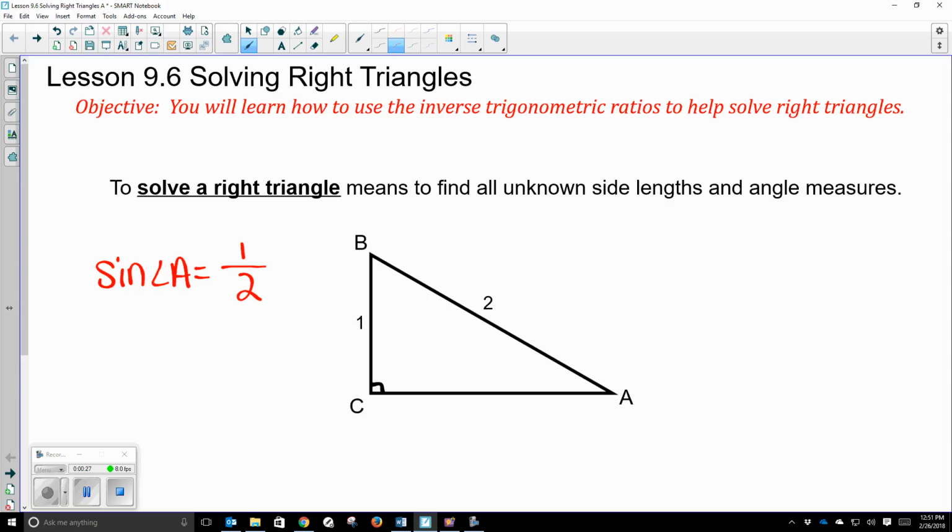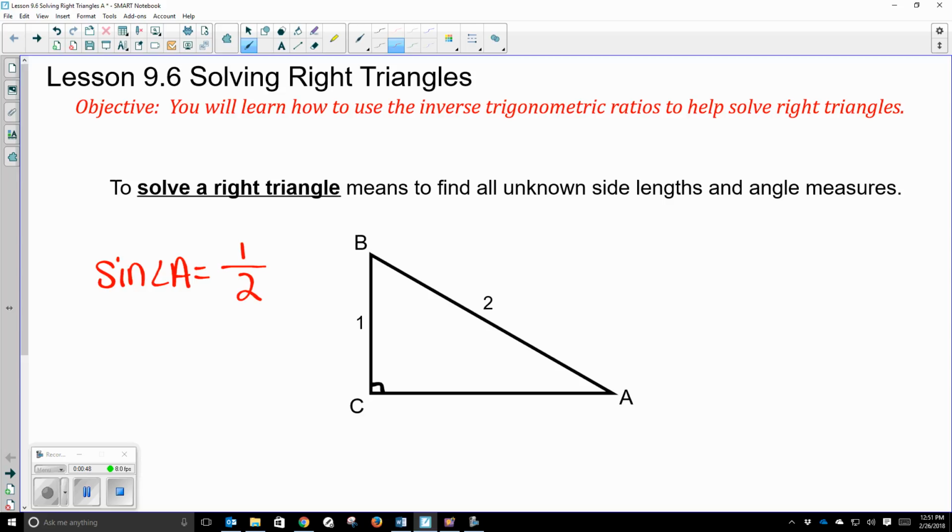And we cannot divide both sides by sine because sine is not being multiplied. Sine is a function. It's doing something. It's not multiplying by angle A. So in order to get rid of sine, we have to do the inverse of sine. Anytime you try to get rid of something in an equation, you do the inverse.